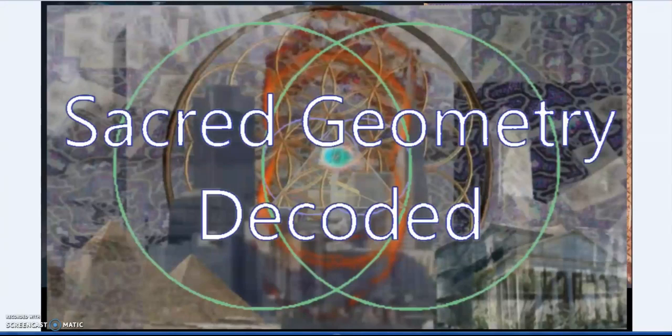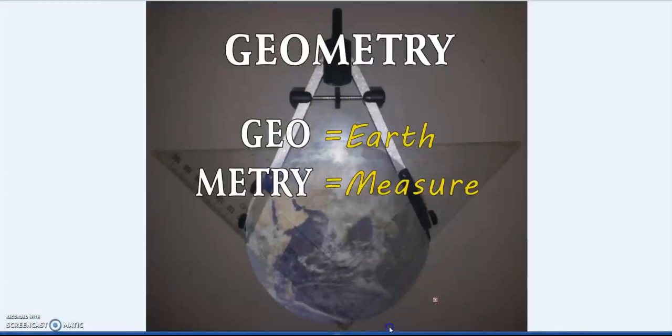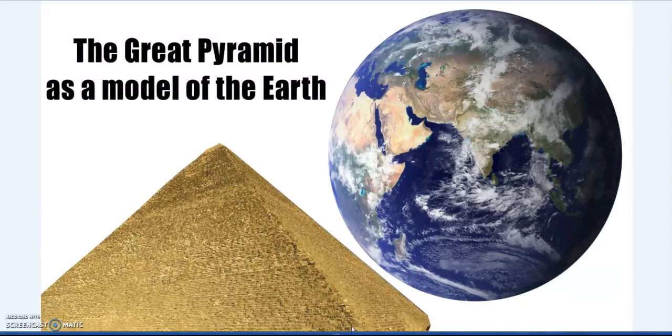This will be part 12 in the series about understanding the Great Pyramid, the pyramids of Egypt, the geometry, astronomy, arithmetic and music contained therein. This one will be, well, geometry, geo as in geology, earth, metry, measure. This will be about the Great Pyramid and the Great Pyramid as a model of the earth.